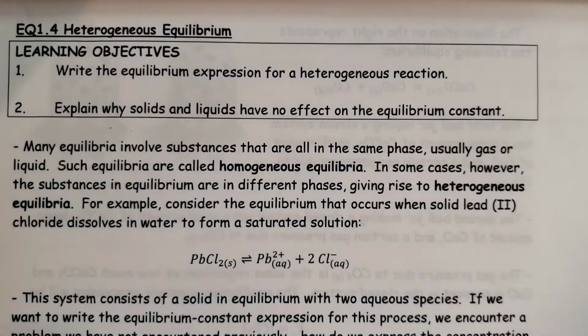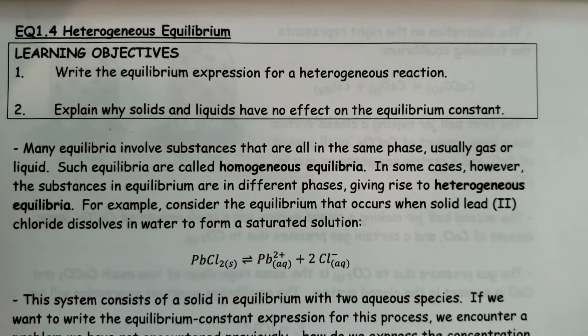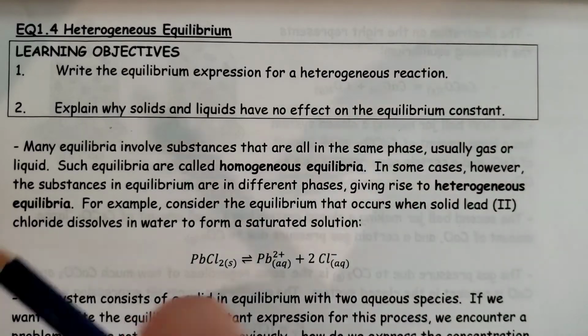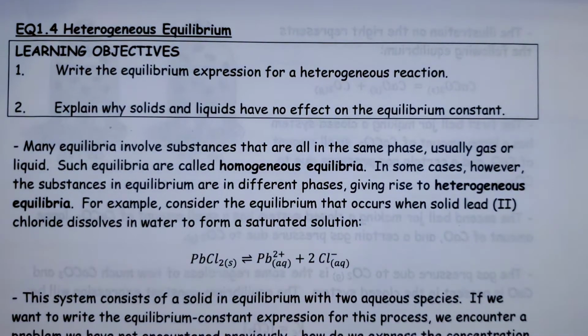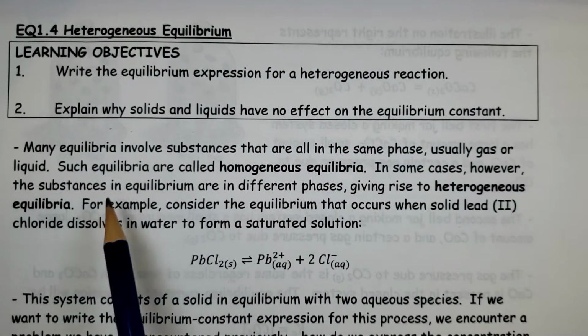Welcome back, Chemistry 30. This is the EQ1.4 section in the equilibrium unit, and it deals with heterogeneous equilibrium. In the last section we looked at the equilibrium constant, and the size of the equilibrium constant. Now we look at what is included in the equilibrium expression and what isn't. So write the equilibrium expression for the heterogeneous reaction, explain why solids have no effect on the equilibrium constant, etc.